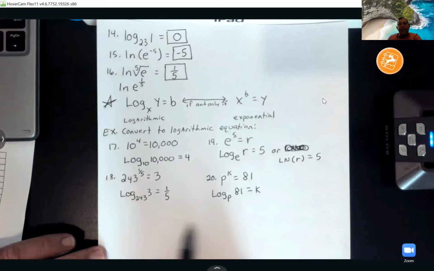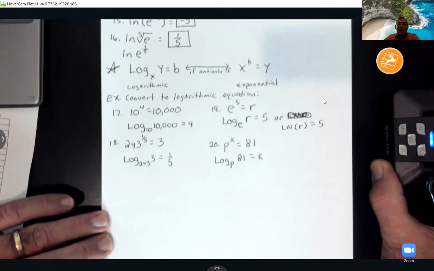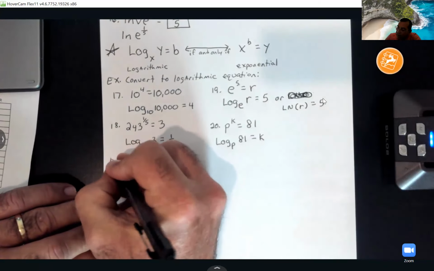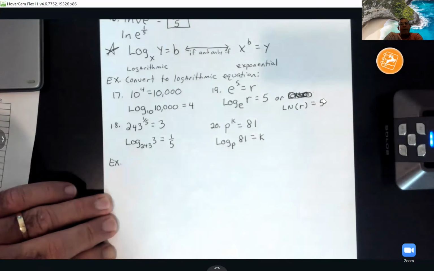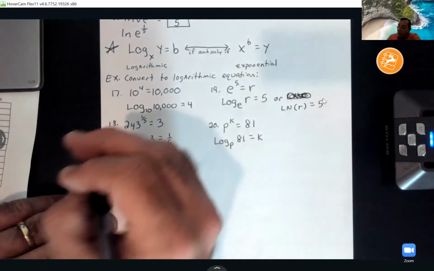So y'all, like I said, this is just to get you good at rewriting. So now we're going to rewrite the other way. We're going to go from logarithmic and we're going to convert to exponential equations.